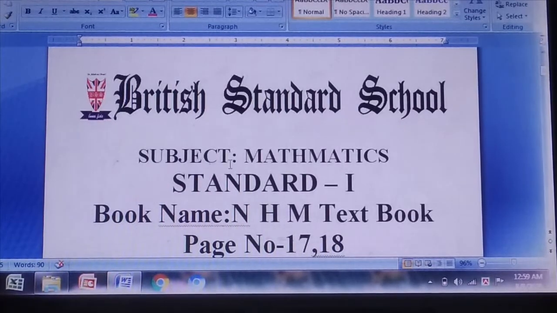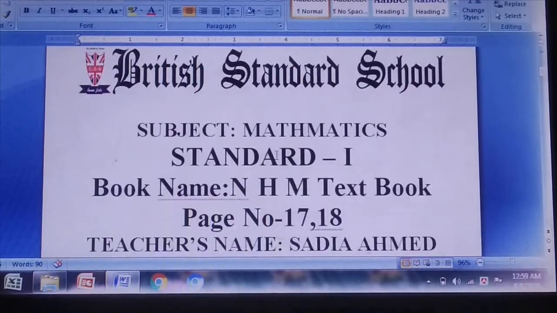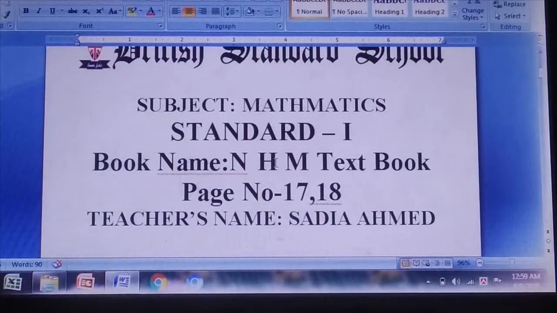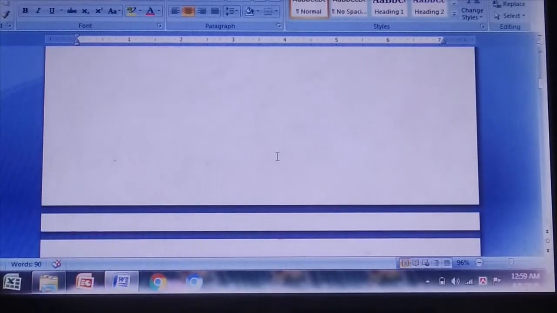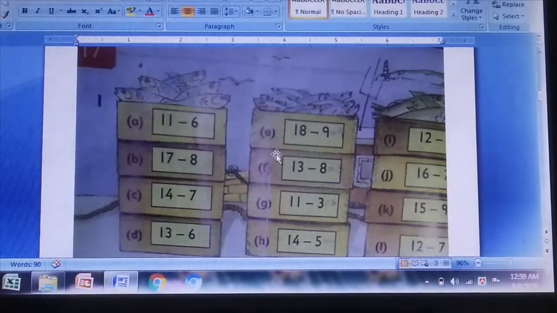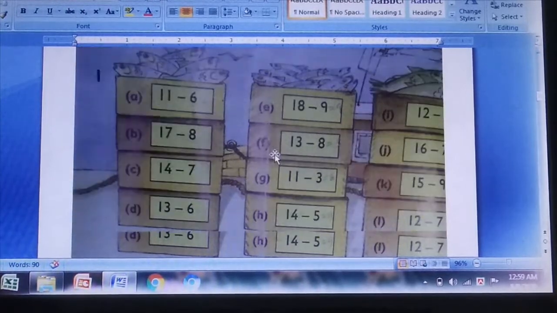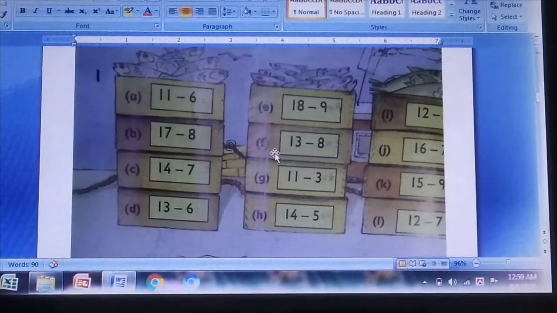Today we will do the work from our textbook, New Heinemann Maths textbook, from page 17 and 18. I will show you the picture of your book page. Look at your picture 17. In page 17, in number 1, there is given some subtraction.